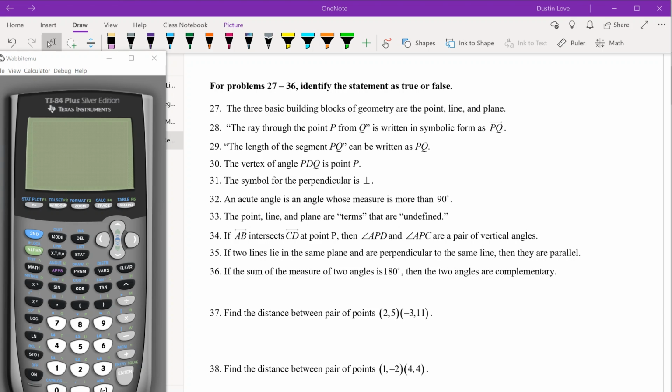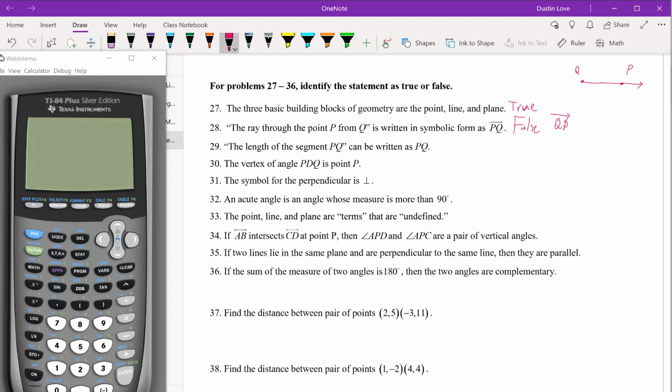The three basic building blocks of geometry are the point, line, and plane. That is true. Those are the three terms on which everything else is built. Number 28. The ray through point P from Q is written as ray PQ. Well, no, because the ray through point P from Q will look like this. I've got point Q, I've got point P. From Q through P would be this way, so that is false because we should actually write ray QP. Okay, the wording there is important.